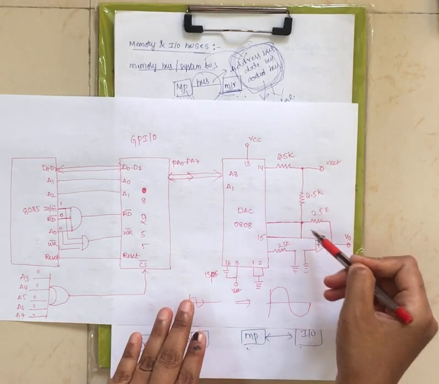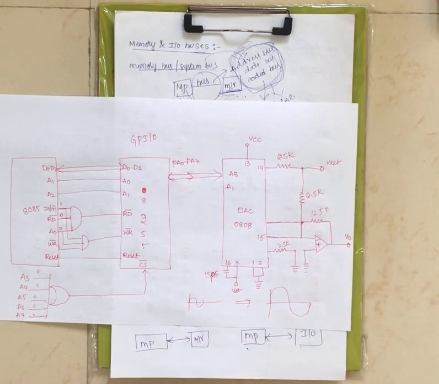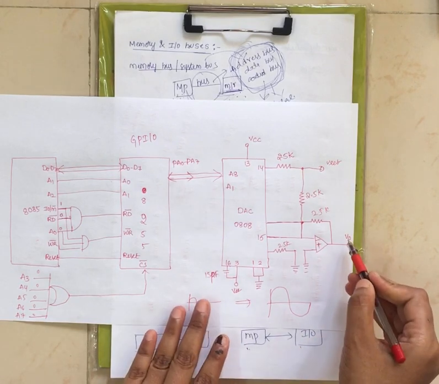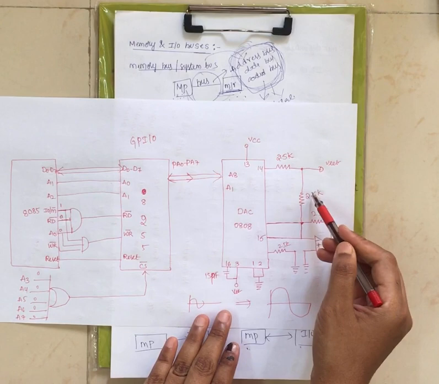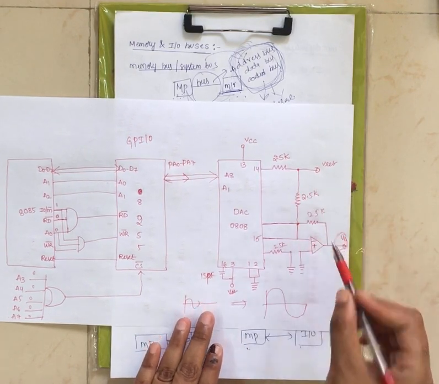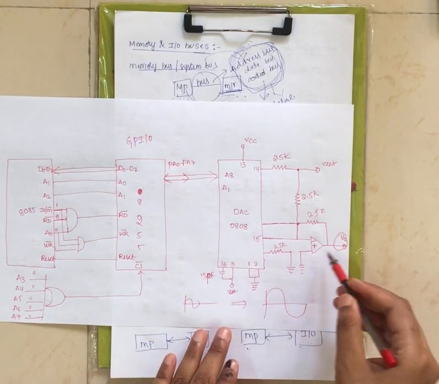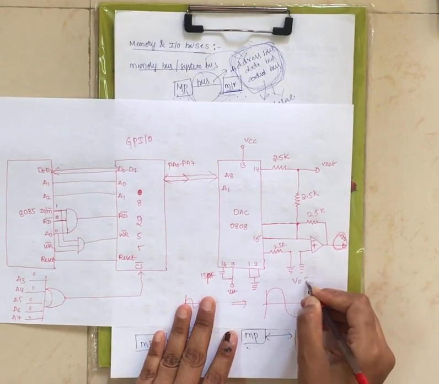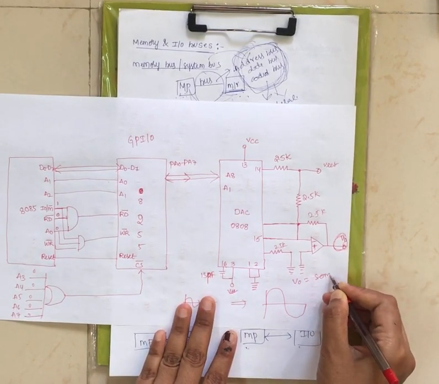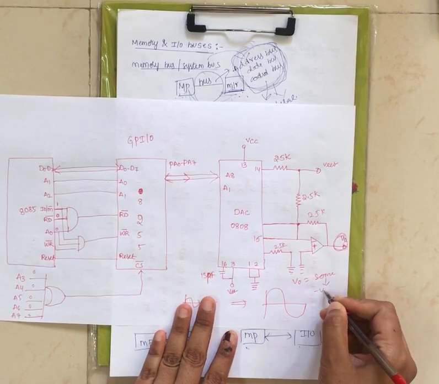Now you are providing resistors at the output in order to match the load. You will collect the output here, right? The output you will get is V0. V0 equals some voltage, right? Some voltage you are getting. Now this may be negative voltage also.